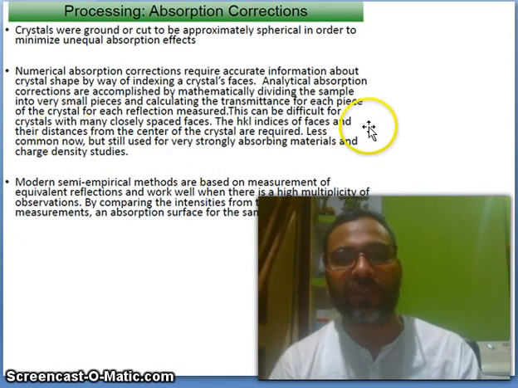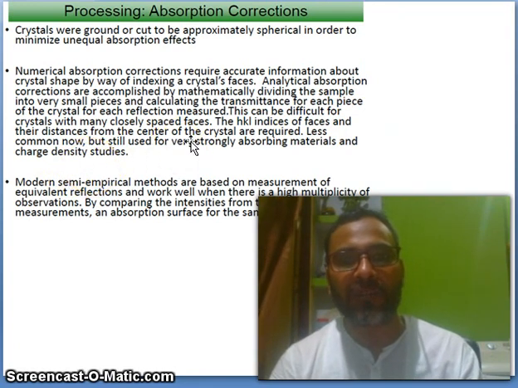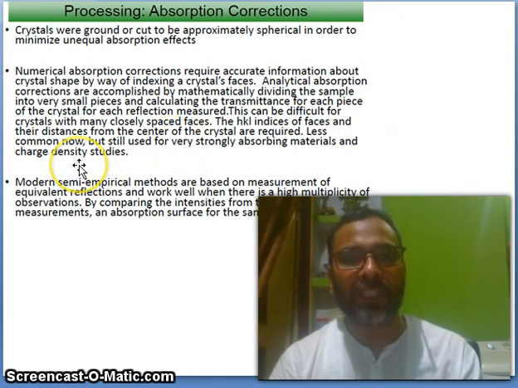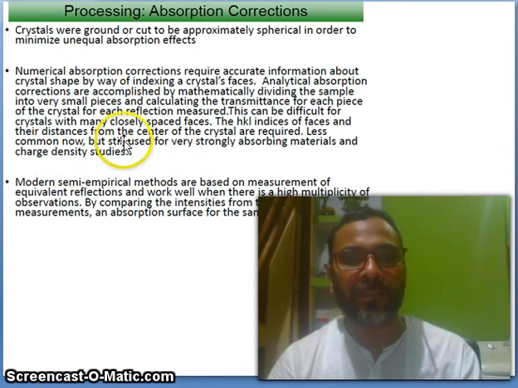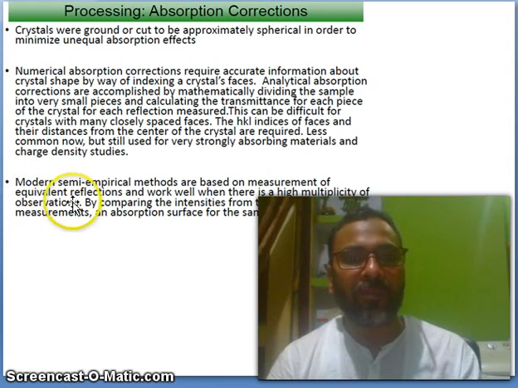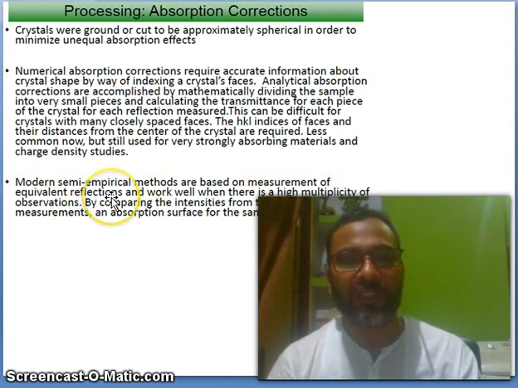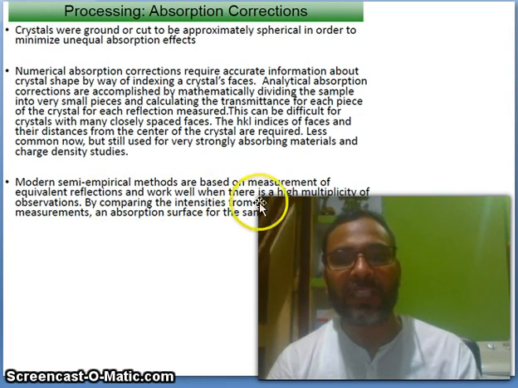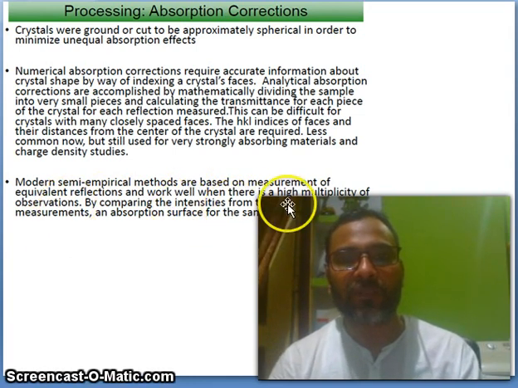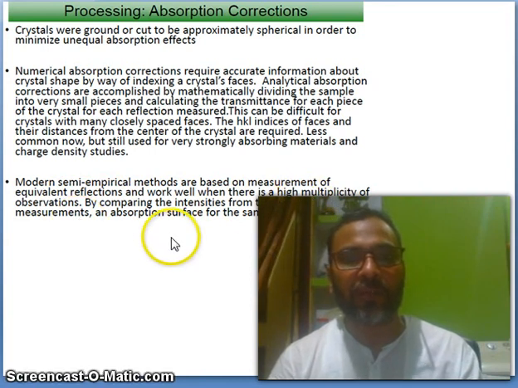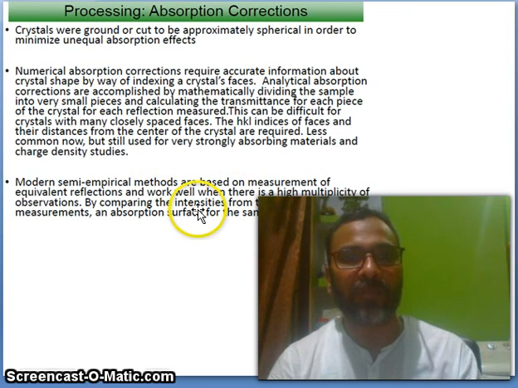The HKL indices of faces and their distances from the center of the crystal are required. Less common now, but still used for very strongly absorbing material and charge density study. This is an important point. Now, modern semi-empirical methods are based on measurement of the equivalent reflections and work well when there is a high multiplicity of observations. By comparing the intensities from the redundant measurements, an absorption surface for the sample is calculated. This one is also an important point.